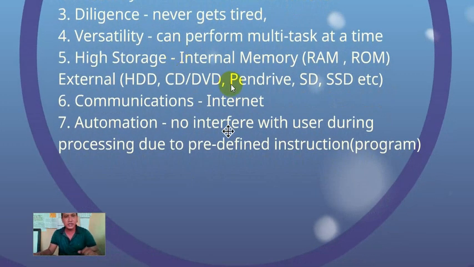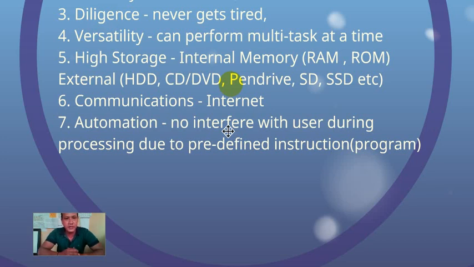Next one is high storage. So computer obviously has a high storage capacity. In computer there are normally 2 types of memories, internal and external. Internal means RAM and ROM, which is kept inside the CPU in the motherboard. Another is external, as you know, hard disk, HDD means hard disk drive, CD, DVD, pendrive, SD card, SSD, something like that. There are others also, Blu-ray and other storage devices. These are the most common, and pendrive is the easiest one.